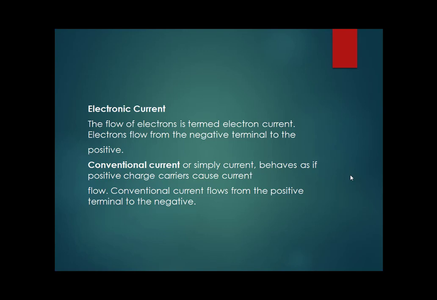So there are some main definitions: electronic current, in which electrons flow from the negative terminal of the battery to the positive terminal. In conventional current, simply current, we study the positive charge carriers which cause a current. Conventional current flows from the positive terminal to the negative terminal of the battery.